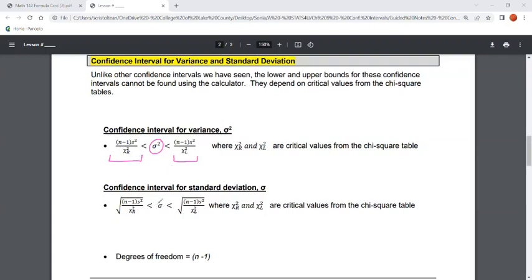If we are looking for the confidence interval for the standard deviation sigma, all we have to do is drop this symbol, which is square, and apply the square root to the lower and upper bound. The degrees of freedom are n minus 1.